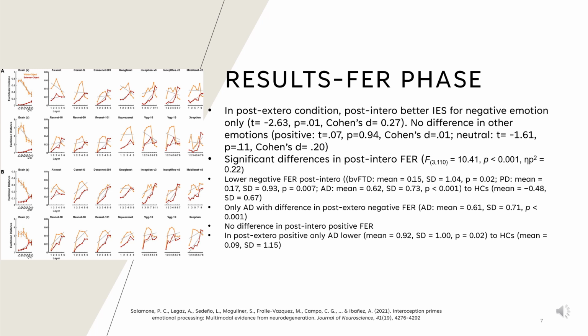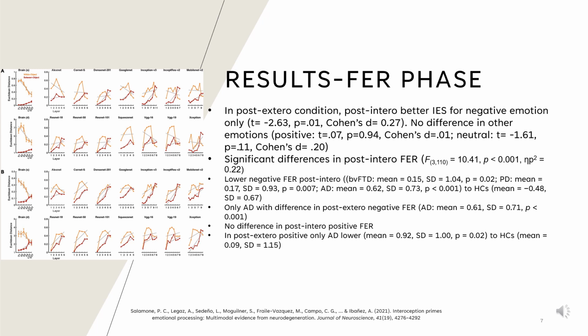To establish a link between interoception and emotions, we examined whether interoceptive priming improved FER outcomes, which is a normal IES, in healthy controls. Relative to the post-extero condition, post-intero yielded a better IES only for negative emotions, with a t-value equal to negative 2.63, p = .01, and a Cohen's d value of 0.27. No difference was found for the other 2 types of emotion.